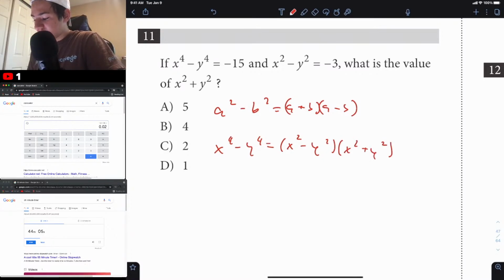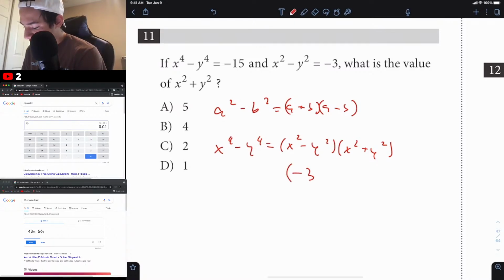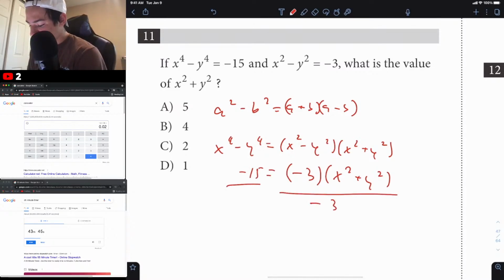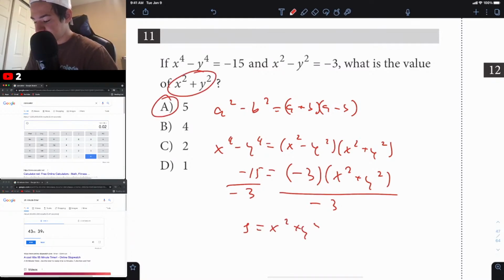That's a difference of squares. Now, they said that x squared minus y squared is negative 3. So I'm going to get negative 3 in there. This is still x squared plus y squared. And then x to the fourth minus y to the fourth is negative 15. So if we divide by negative 3, we get 5 equals x squared plus y squared, which is what we're looking for.